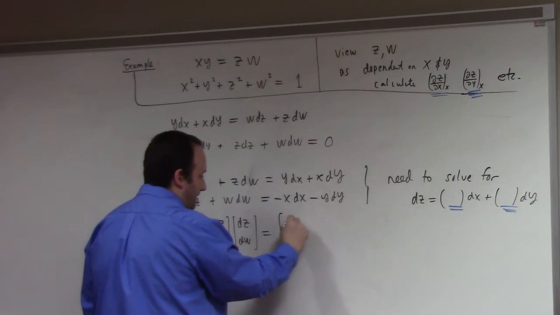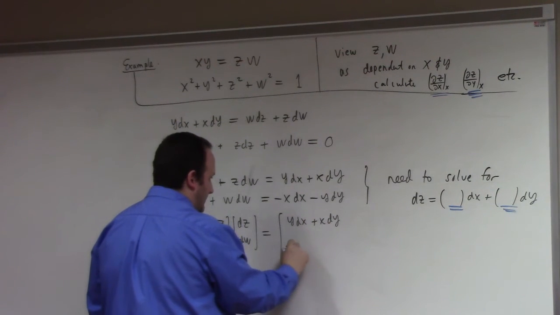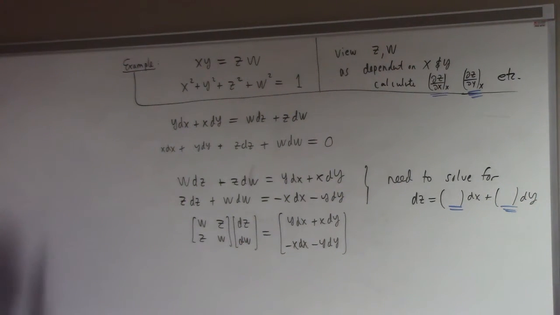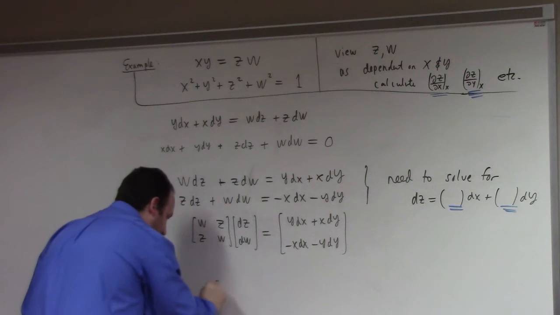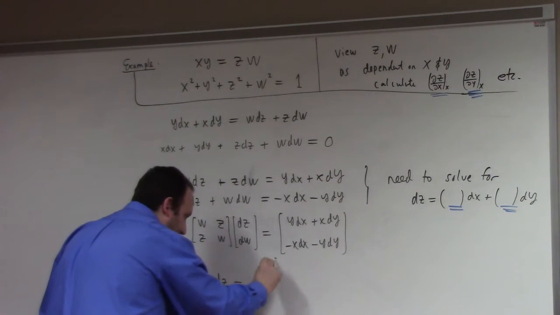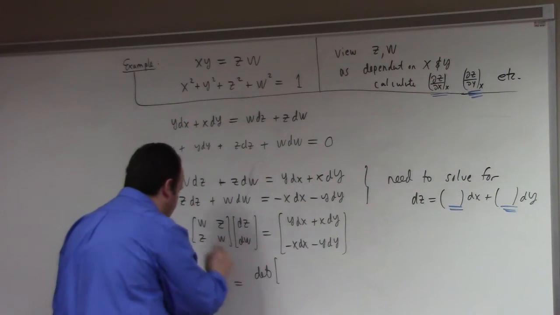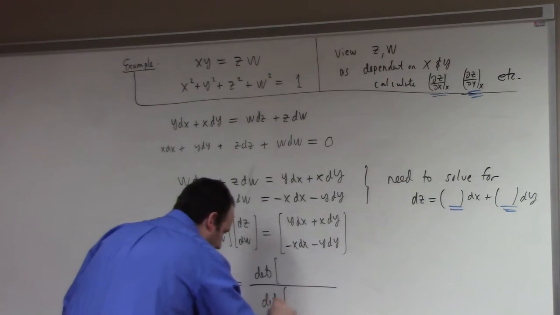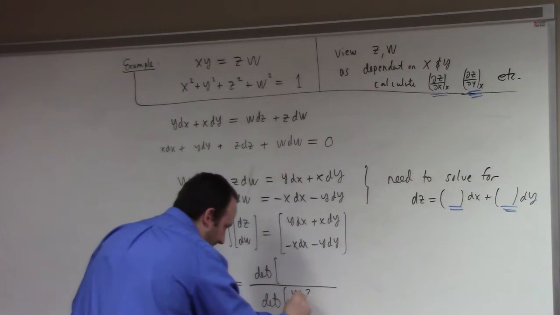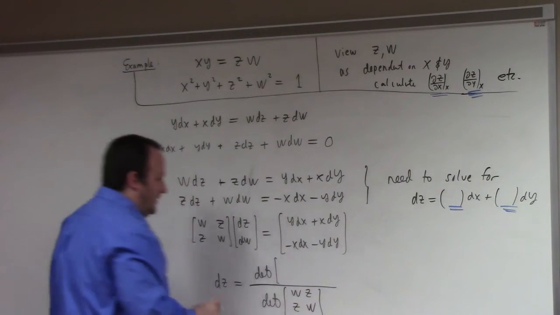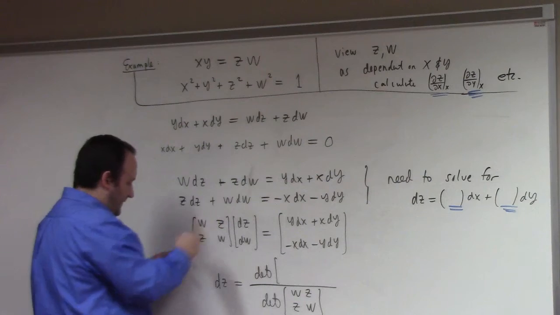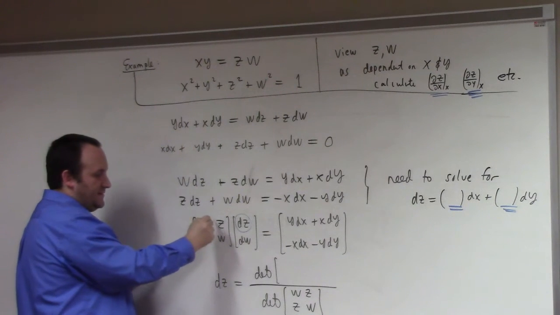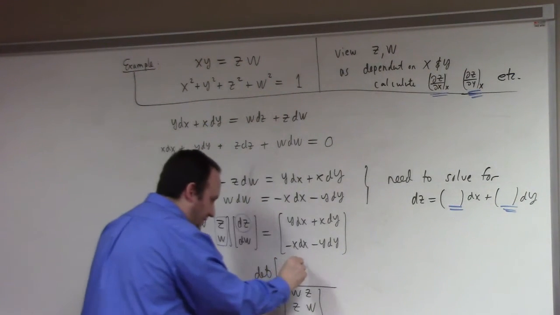And over here, and then I'll use something called Cramer's rule. Cramer's rule tells me that I can solve for dz by taking the determinant of... what I do to solve for dz. I take the determinant of the coefficient matrix, which is w z, z w, and I leave this, since I'm solving for the first thing, the way Cramer's rule works, guys, since I'm solving for the first thing, I leave the second column alone. So that just stays put, z w, just like that.